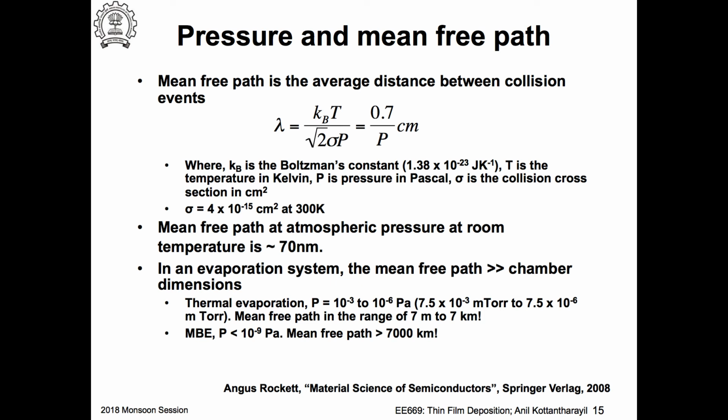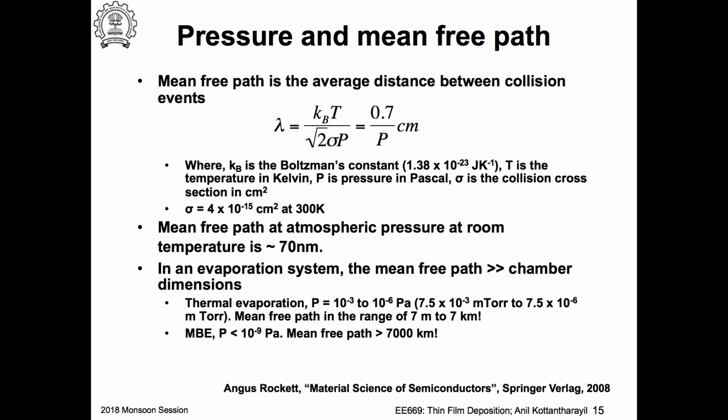Now, if you look at molecular beam epitaxy, you go to the extreme vacuum conditions. If you look at less than 10 raised to minus 9 Pascal, the mean free path is greater than 7,000 kilometers. Again, in molecular beam epitaxy systems, the distance between the source of the material and the substrate on which you deposit the film would be a few tenths of centimeters.